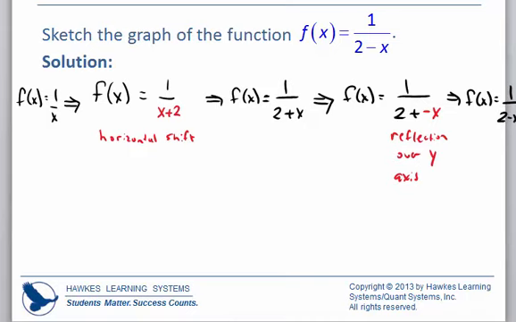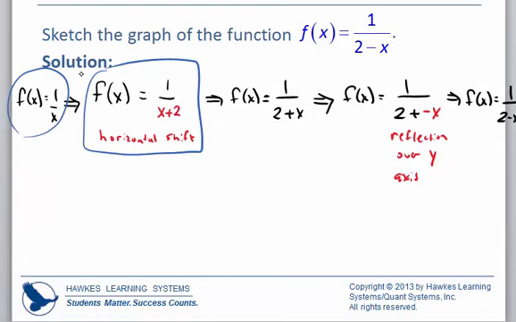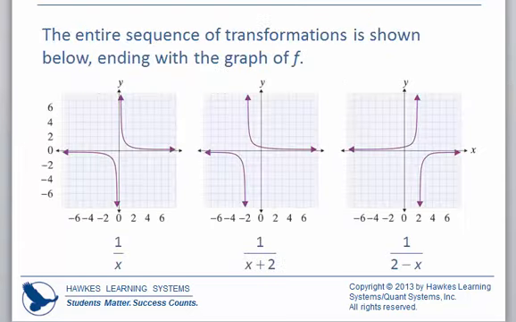Okay, so if we're going to graph, we're going to need to work through this progression. We're going to need to start here by graphing our original function. We're then going to need to do a horizontal shift 2 places to the left, and then we're going to need to reflect it over the y-axis. So let's look at what this looks like for our graph.